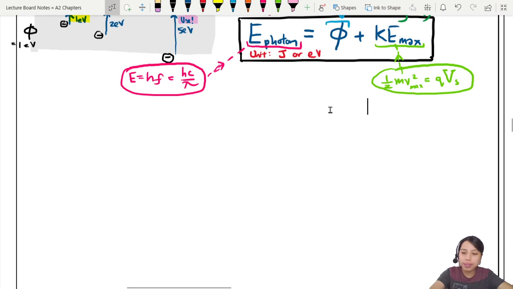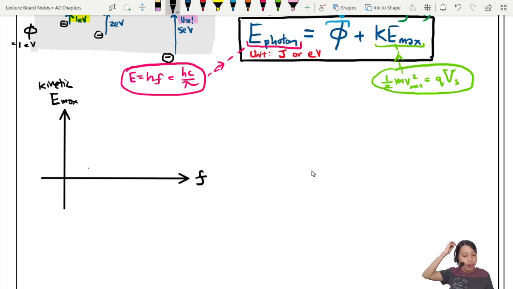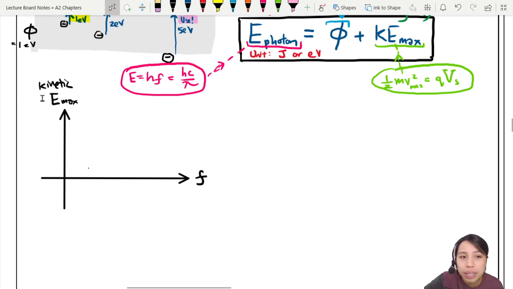Let's look at the first one. What if I give you a graph of kinetic energy max against frequency? And I ask, how does the line look? Is it linear? How do you linearize? Stay calm. You look at the original equation. Where is KE max? It is inside here. Where is f? The frequency of the incoming photon. Okay, so you can do this.